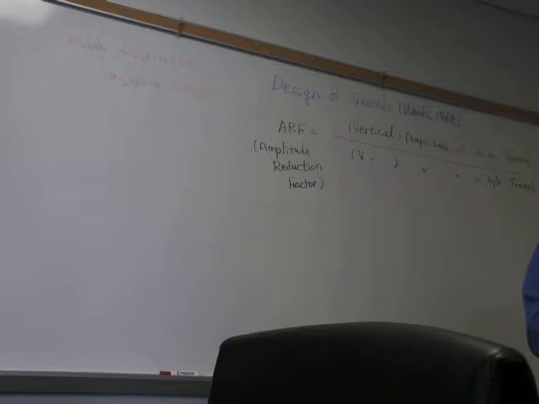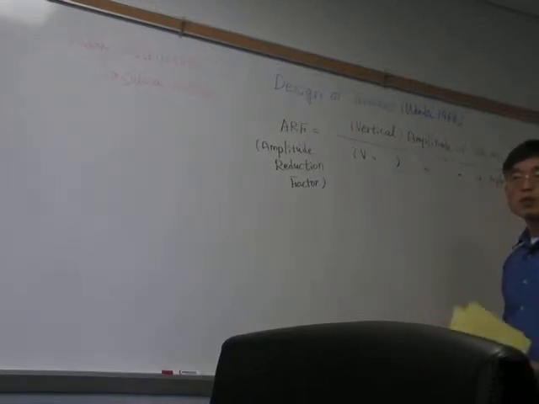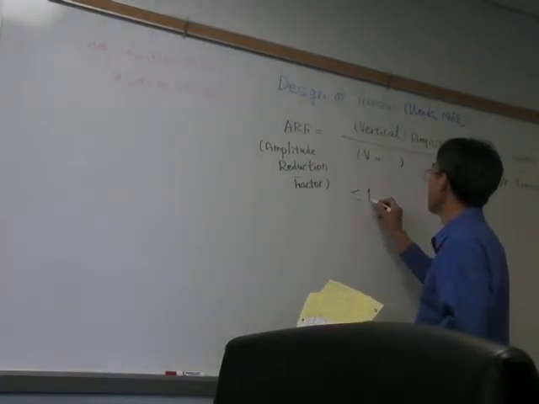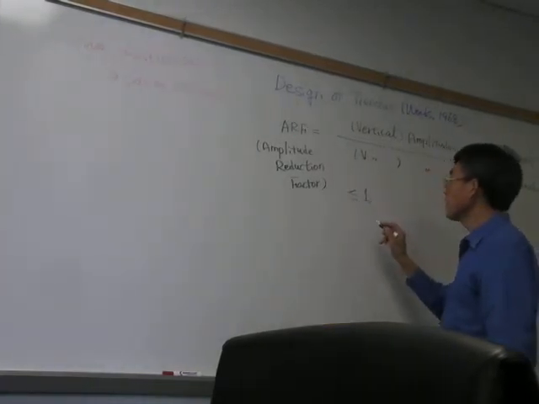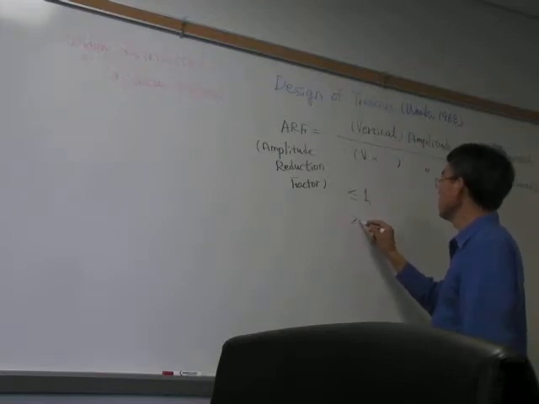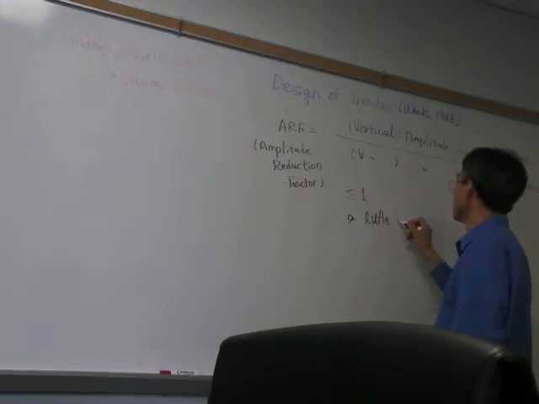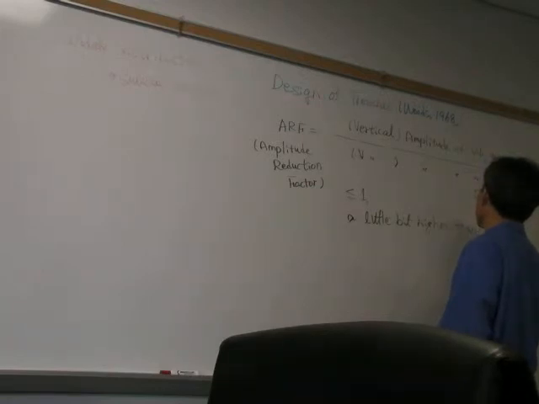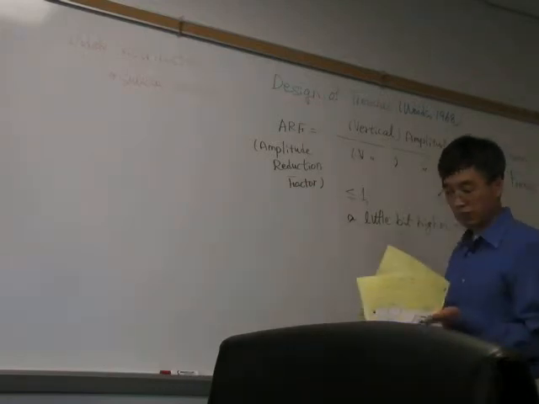Think about this number: what should it be? What's the maximum of this one? 1. Okay. So this number should always be less than 1. But from time to time, this number can be a little bit higher than 1. Why?